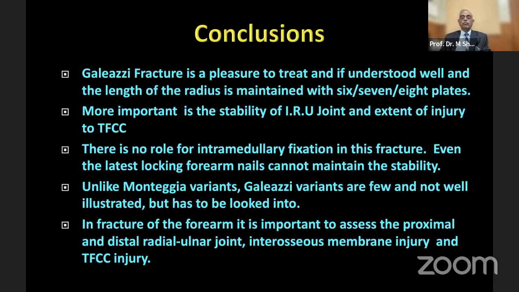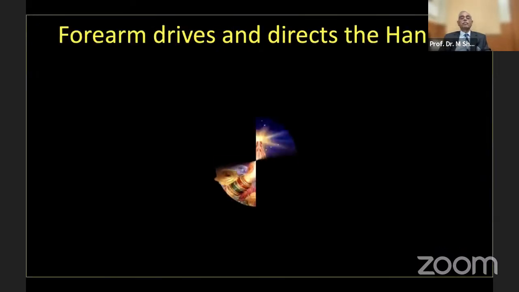Even the latest locking forearm nails cannot maintain the stability of this fracture and the distal radioulnar joint. Unlike Monteggia variants, Galeazzi variants are few and not well illustrated, but have to be looked into. In fracture of the forearm, it is important to assess the proximal and the distal radioulnar joint, the interosseous membrane injury, and the TFCC injury in particular.